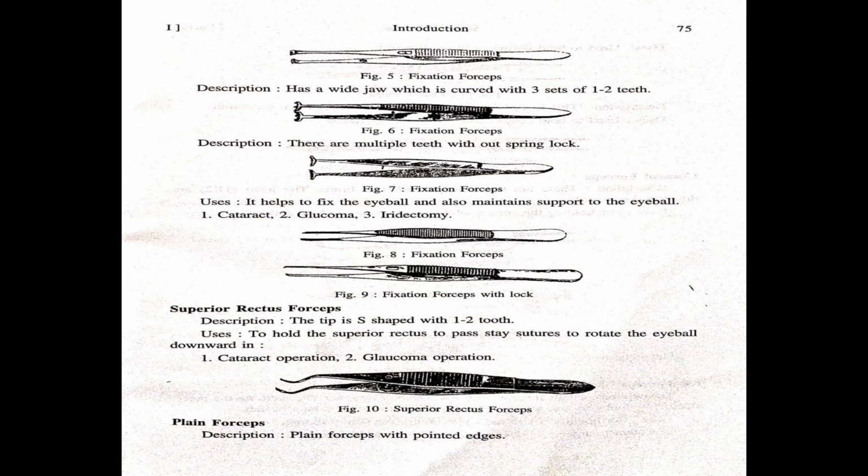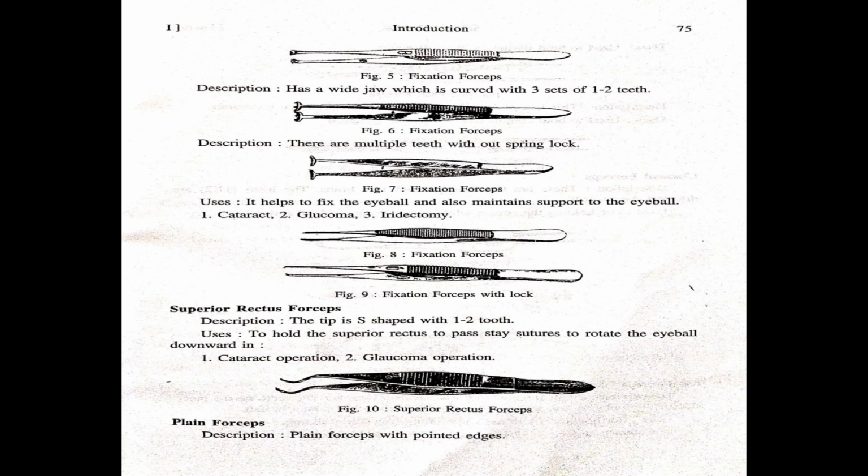Superior rectus forceps. Description: the tip is S-shaped with 1 to 2 teeth. Uses: to hold the superior rectus to pass stay sutures and rotate the eyeball downward in 1. Cataract operation, 2. Glaucoma operation. Figure 10: superior rectus forceps.